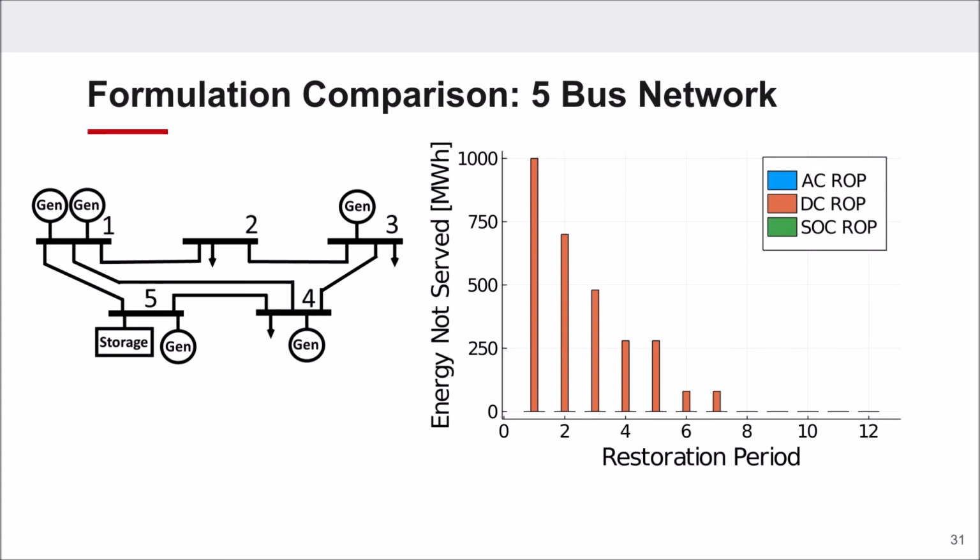On the right-hand side is a graph of the unserved energy over time as these repairs are being done. So at the start, we have all of the power in the network, all of that load not being served. And over time, as devices are repaired, that unserved energy is going down. And then after 7 repairs, all of the energy is able to be provided in this network.